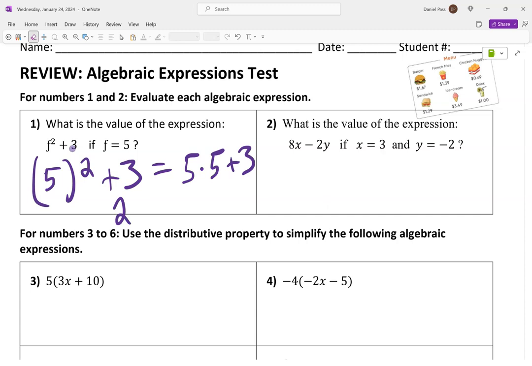5 times 5 makes? 28. No, it doesn't. 5 times 5 makes? Oh, no, 5 times 5 makes 25. 25. Plus 3 equals 28. You're right. You were just going ahead.